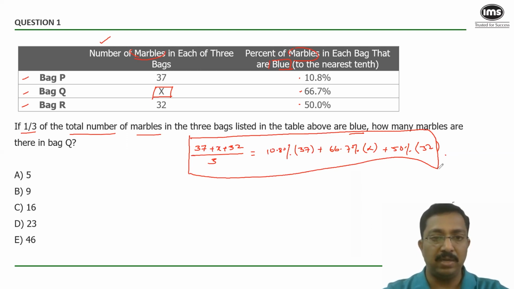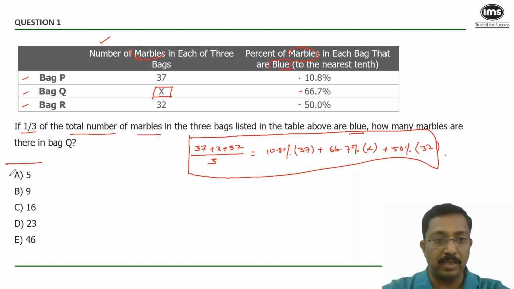In fact, the GMAT is not testing your computational skills. It is evaluating your logical thinking. How smartly can you work the question? How logically can you think and work the question smartly?